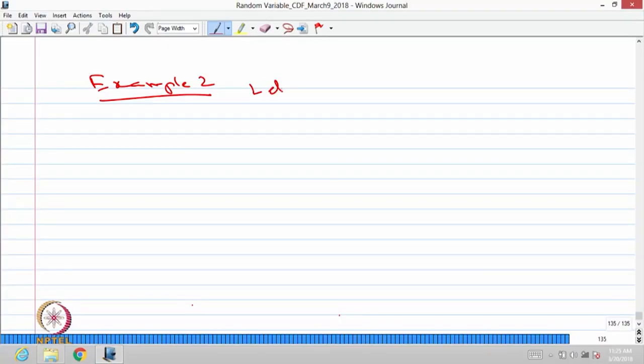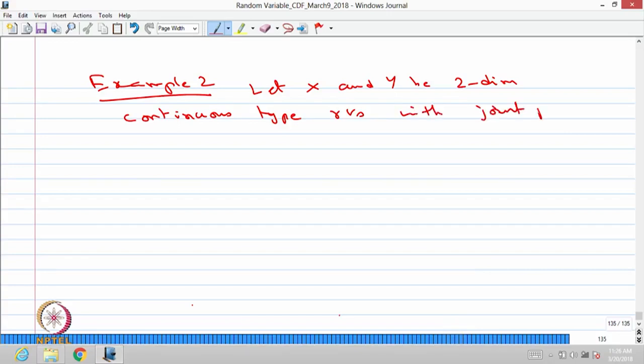In this problem, let X and Y be 2 dimensional continuous type random variables with joint probability density function given by small f. Whenever I use a small f, that is a joint probability density function. If it is a capital F, that means it is a CDF, cumulative distribution function.